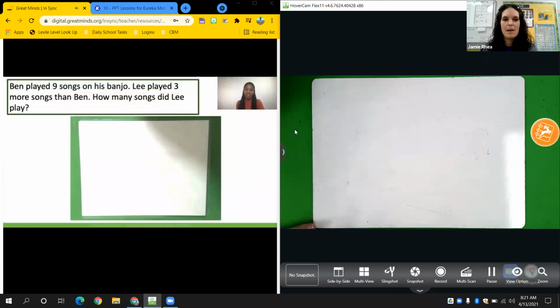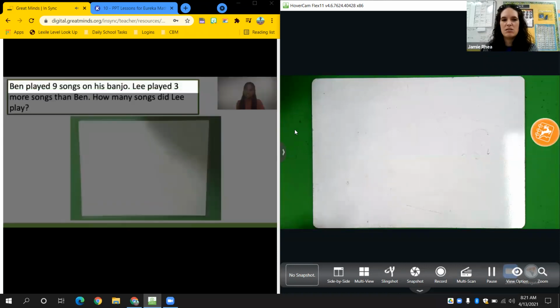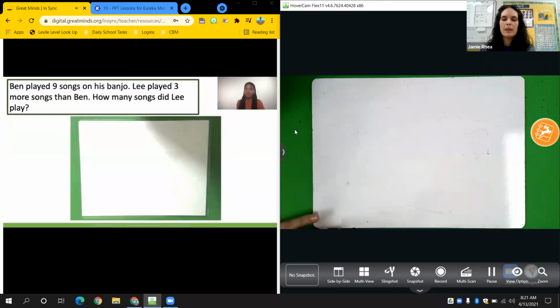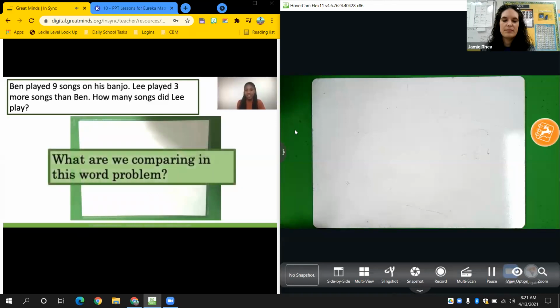Read with me. Ben played 9 songs on his banjo. Lee played 3 more songs than Ben. How many songs did Lee play? Mathematicians, I want you to turn and talk with a partner and discuss what are we comparing in this problem. Don't have a partner, that's okay. Just think about it in your head. So again, the question is, what are we comparing in this problem?